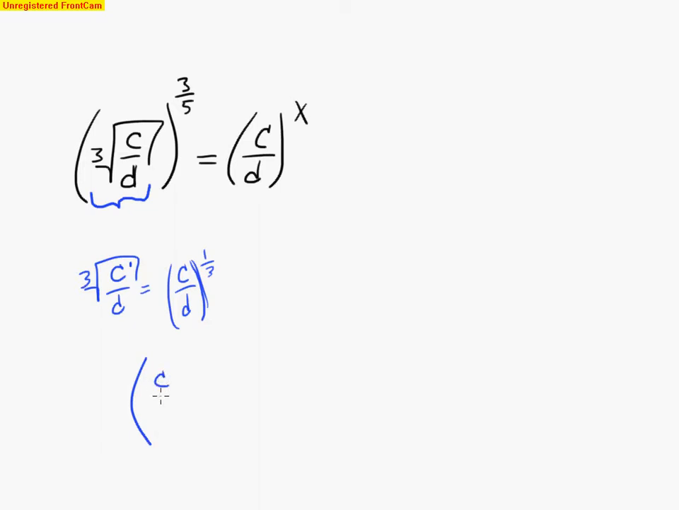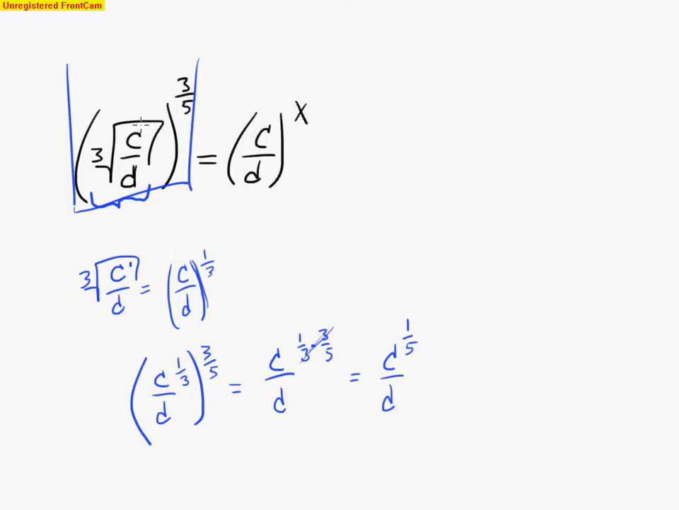So I've evaluated the inside, and now I have to take care of the outside. So now I have C over D to the 1/3, and on the outside, I have 3/5. We know that the exponent rule says I need to multiply these. So now I'm going to have C over D to the 1/3 times 3 over 5. These 3's are going to cross out, and you're going to get C over D to the 1/5. Now, if I look at this very carefully, that's what all of this is going to become.